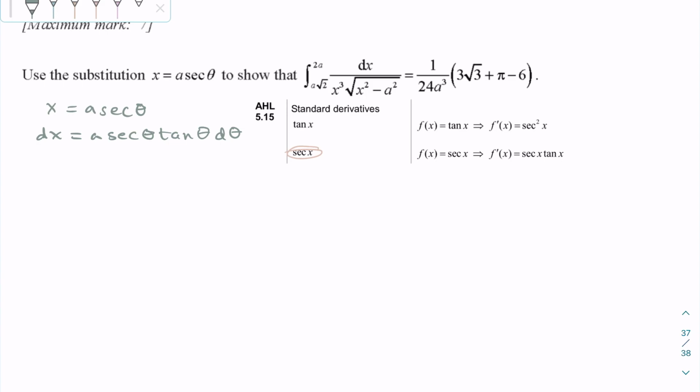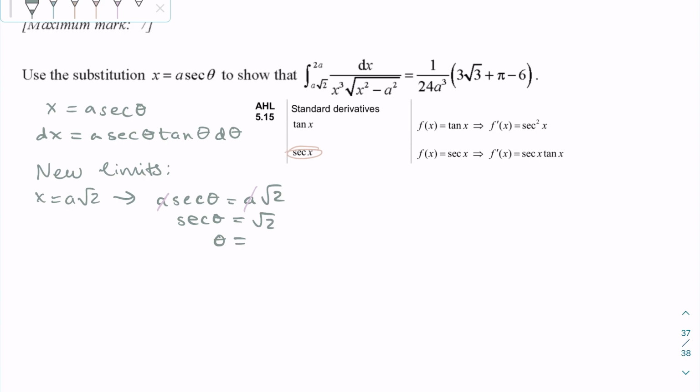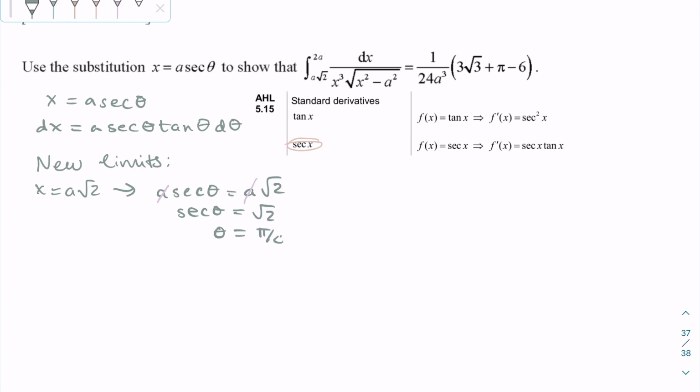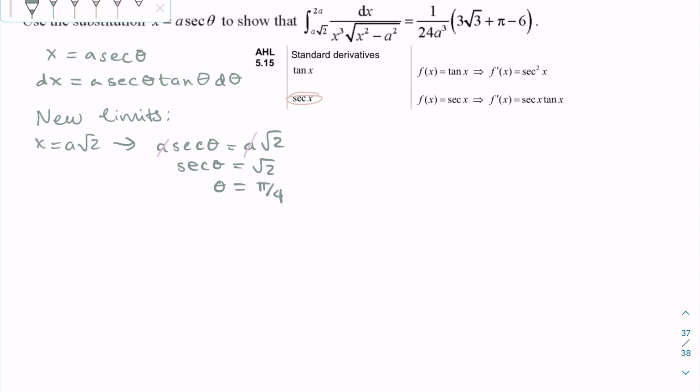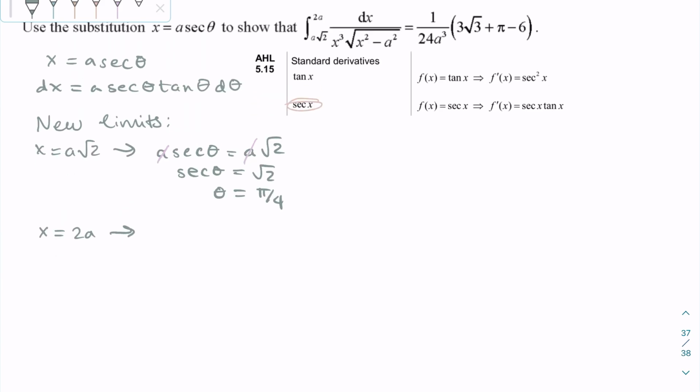Since we're about to make a substitution into the integrand, we should find what the new limits for the integral are. We can do this by substituting a secant theta instead of x and equating them to each of the boundaries of the integral. This means we make a squared of 2 equal to a secant theta. Remember that secant theta is actually 1 over cosine theta, so theta would be pi over 4. The same goes for the upper limit as well.